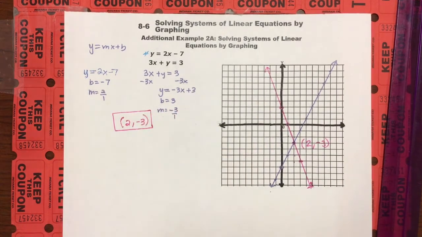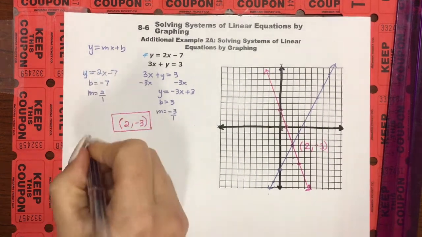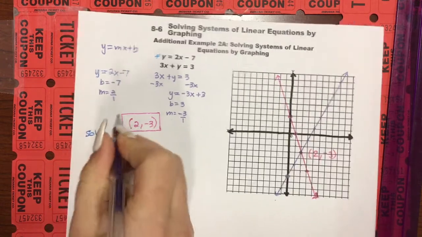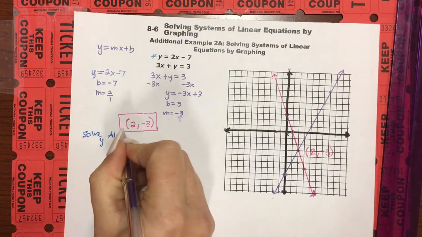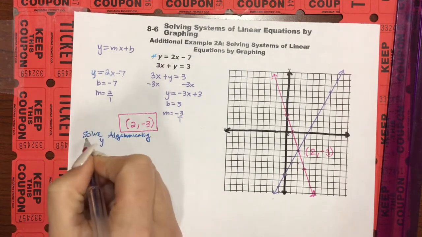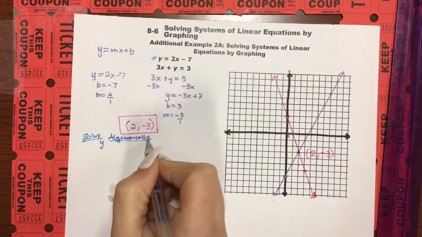Perfect. Okay, now what we can do is let's go ahead and check our answer. Well, before we check it, we're going to solve this algebraically. So to solve it algebraically, we have our two equations. The first one is here. So solve algebraically. All right, so we're really going to practice what we did last chapter.